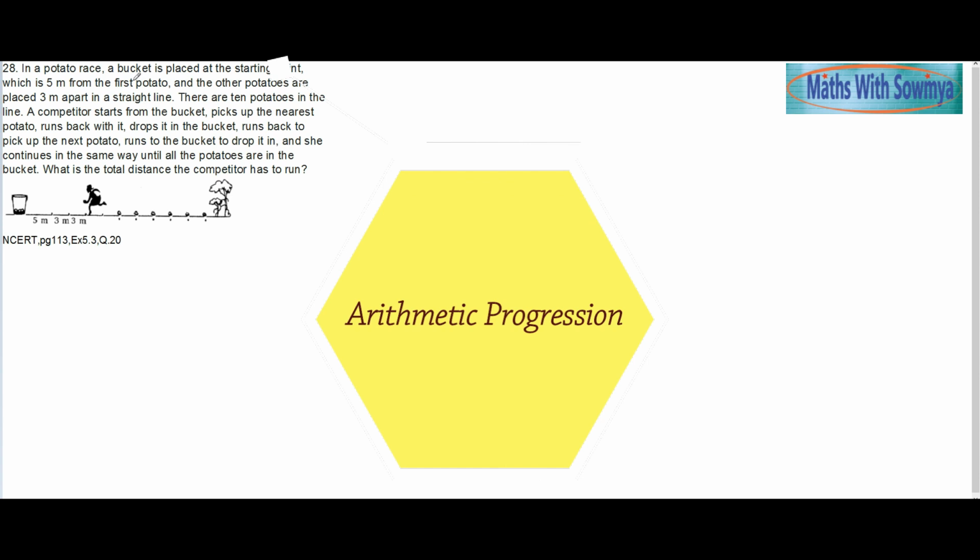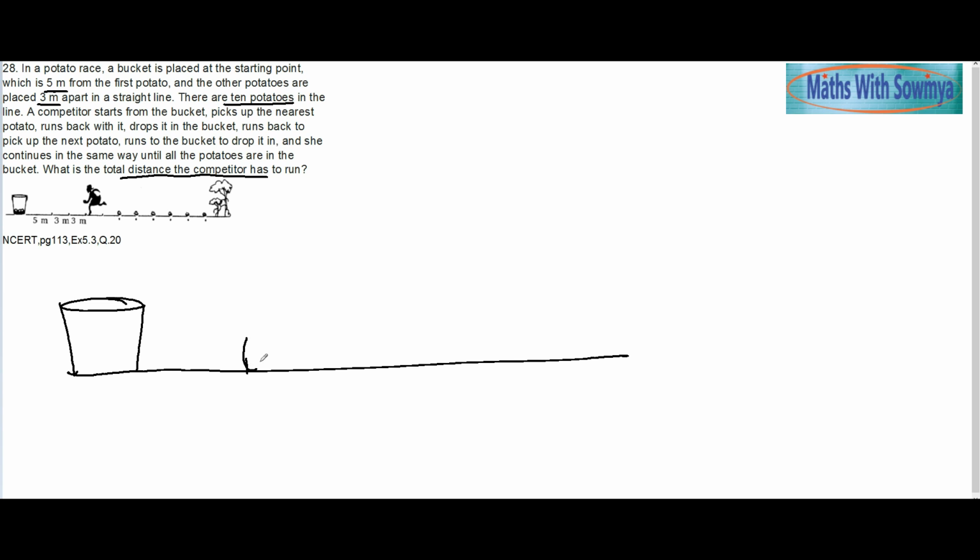This is the question: in a potato race, the first potato is 5 meters from the starting point and the others are placed 3 meters apart, and there are 10 potatoes. We have to find the total distance. Suppose this is the bucket and the line starts like this. This is the first potato kept 5 meters away. So the competitor goes 5 meters and comes back 5 meters to put it in. So this is the total distance.